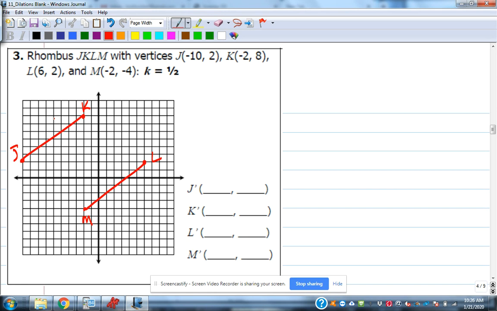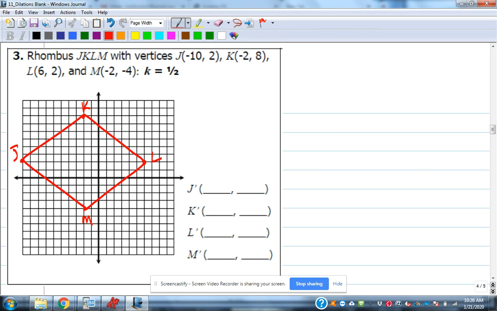It's not a square. It's a rhombus. What's the difference between a rhombus and a square? You might know. What are the angles in the corners of a square? 90 degrees, and those are not 90 degrees all the way around. But the sides are all the same length, so that's what makes it a rhombus.